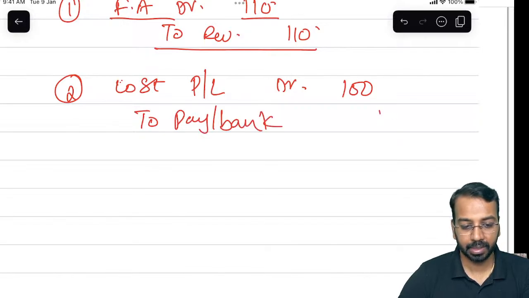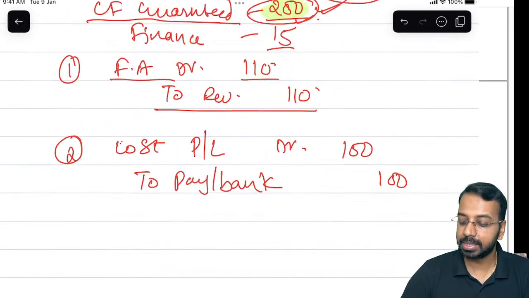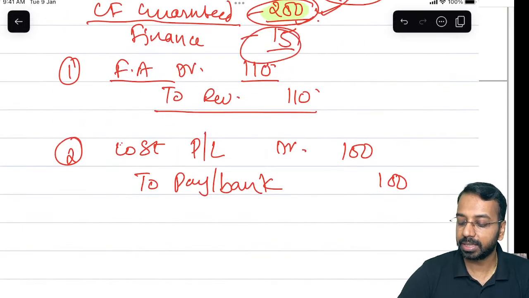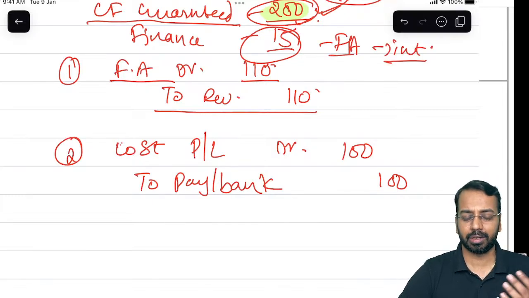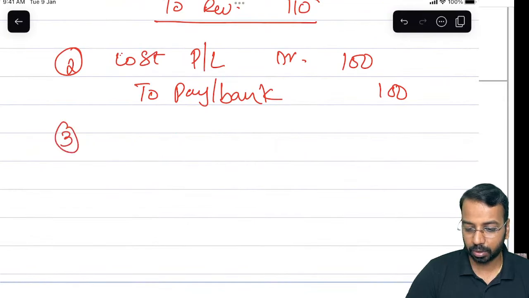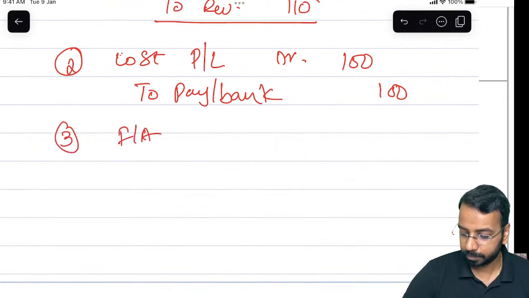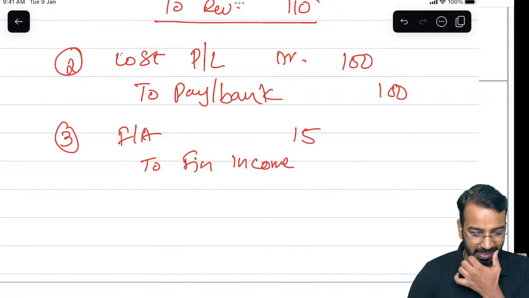Then the question also talks about finance revenue. Whenever you recognize a financial asset, you have something called interest income. For financial assets measured at amortized cost, which we'll understand later, you will have finance income. So that revenue of 15 you will add to the financial asset, with a credit to finance income of 15.